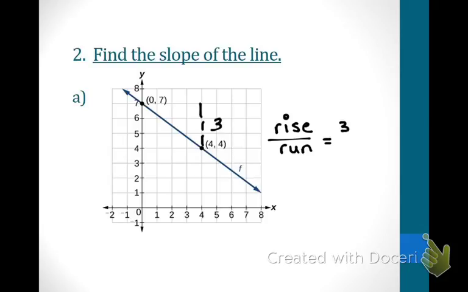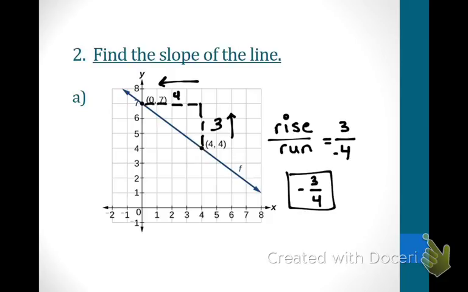Help me out with my run. 1, 2, 3, 4. All right, it goes over 4. Now, when I went up, was that positive or negative? Positive. When I went this way, was that positive or negative? Negative. I'm going backwards. So my correct answer, can that be reduced at all? No. So my slope is -3/4. Is there anything that I need to erase before I move on? The lines. All the counting, this extra work, you just want to go ahead and get rid of that, okay?